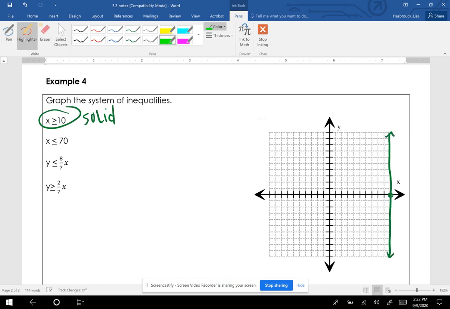When I shade for this line, we have to think about the fact if we test 0, 0, is 0 greater than or equal to 10? No. So we would not shade to the left, we'd be shading to the right. So I'd be shading on this side.